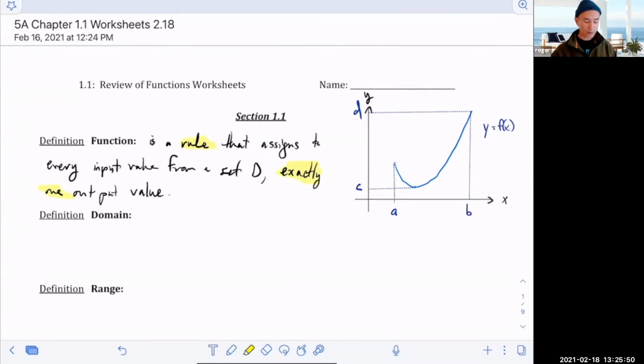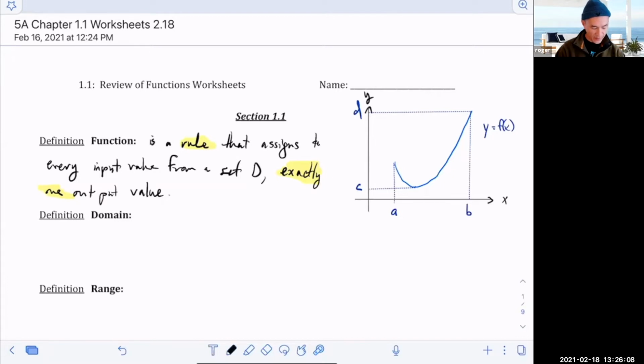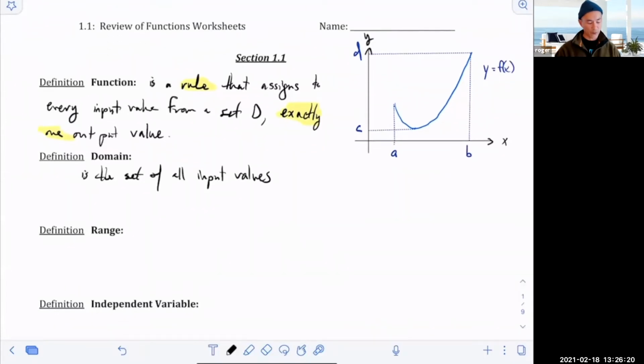So, does anyone know what this set D would be called? Because it gets a special name. It's not a coincidence, it's named D. Domain. That's right, domain. So the domain is the set of all input values. Okay, and the range is going to be the set of all output values.